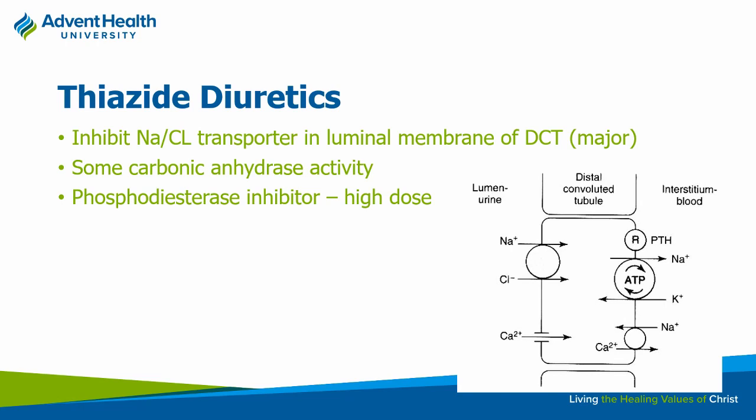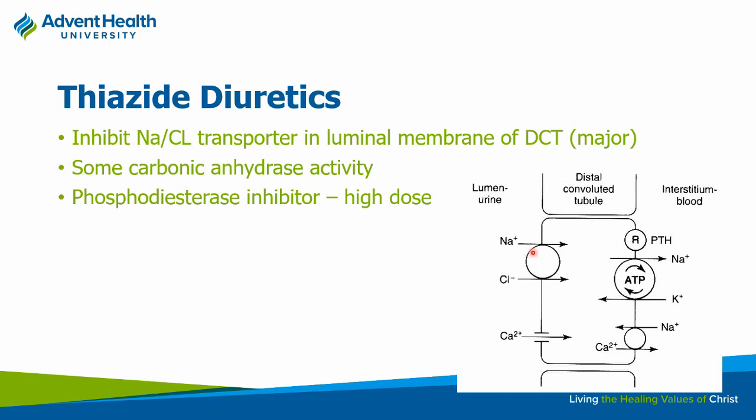Now we're in the distal convoluted tubule. Basically what you're going to be doing is blocking the activity of this transporter here. So you're going to have less sodium and less chloride being reabsorbed. Now overall, you're going to find that the thiazides are going to be less effective in terms of getting rid of volume. They're not going to be nearly as potent, right?